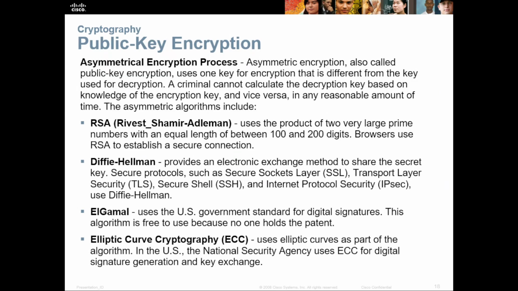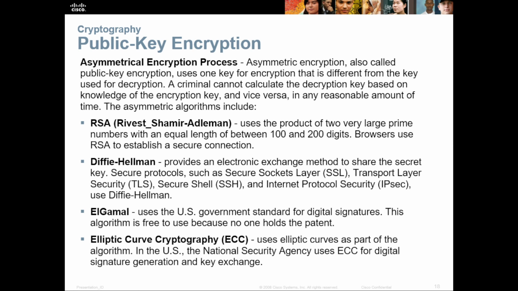Now, for public key encryption, which is the asymmetrical encryption process, remember I said it uses both a private key and a public key, and the private key is only known by the receiver, and the sender has to use the public key of the receiver to encrypt a message. So a criminal cannot calculate the decryption key because he knows the encryption key, and vice versa, in any reasonable amount of time. So the asymmetric algorithm is very effective.